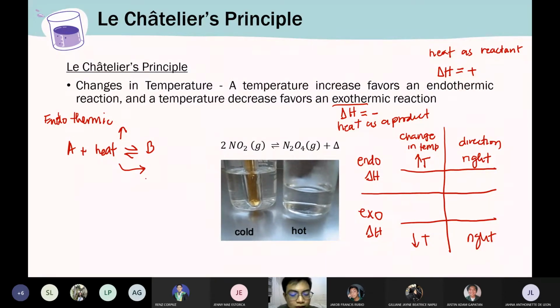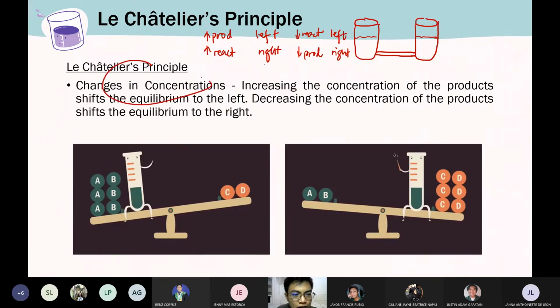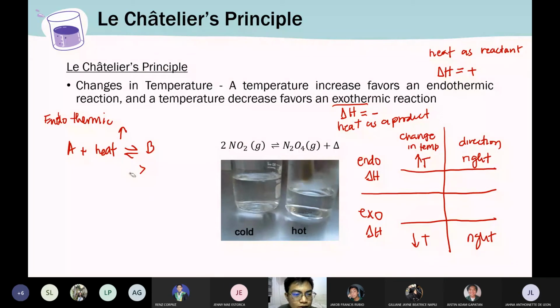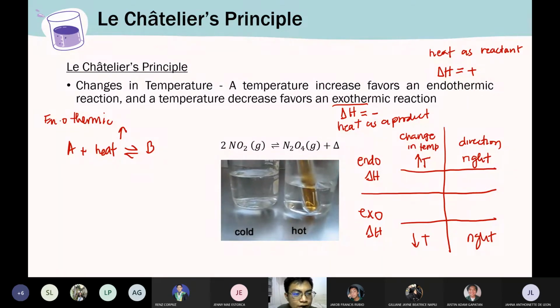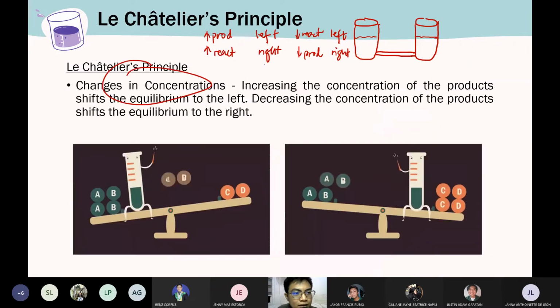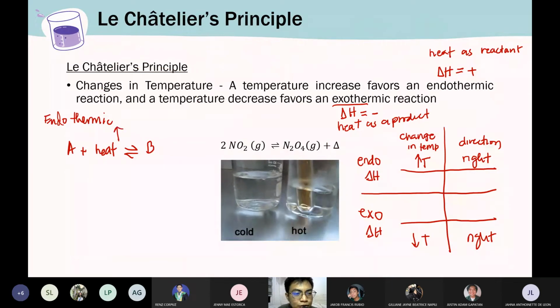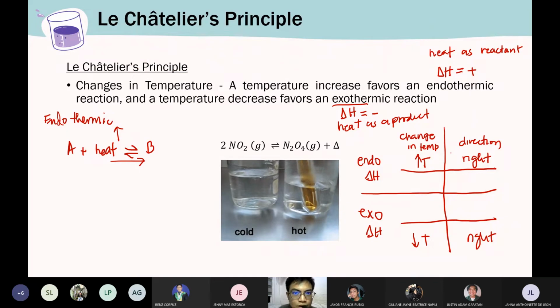Hindi ba siya parang katulad ng changes in concentration? Kasi when you increase the heat, tumataas yung heat energy. And for endothermic reaction, the heat energy is on the reactant side. So sabi natin dito, when you increase the reactant side, it will push the reaction to the right. So parang ganito din yan, no? So by increasing the temperature, we increase the heat, therefore we push the reaction to the right. So yun yung explanation doon.